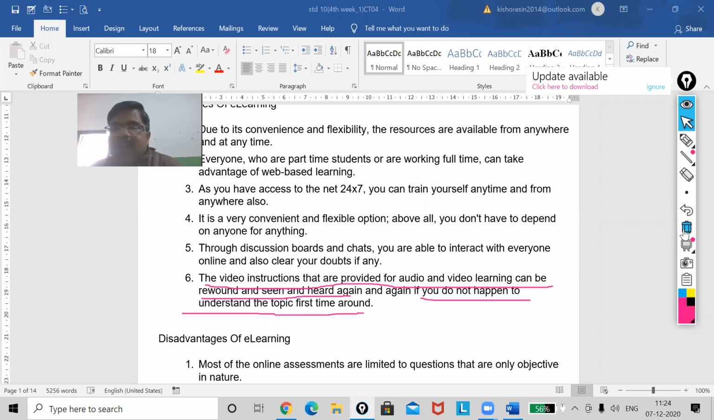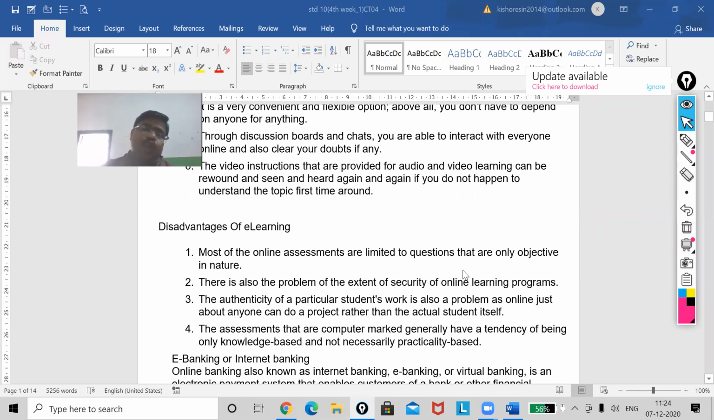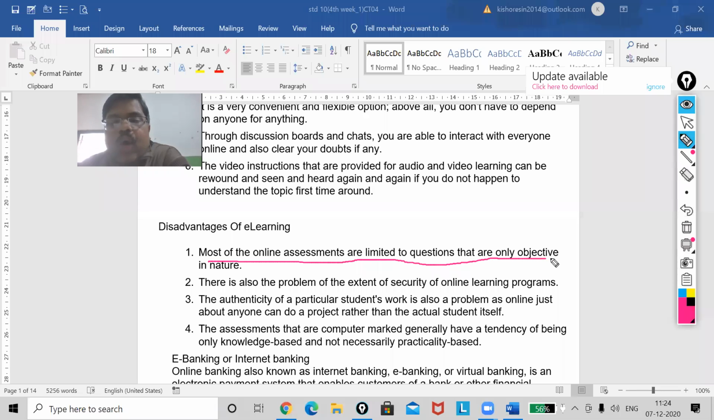Now the next part, that is the disadvantages. Where you have the advantages, there you have the disadvantages also. Most of the online assessments are limited to questions that are only objective in nature. Yes, obviously, many questions you will be having. Even if you have the online examination, there also you will have only MCQ questions, not subjective questions.